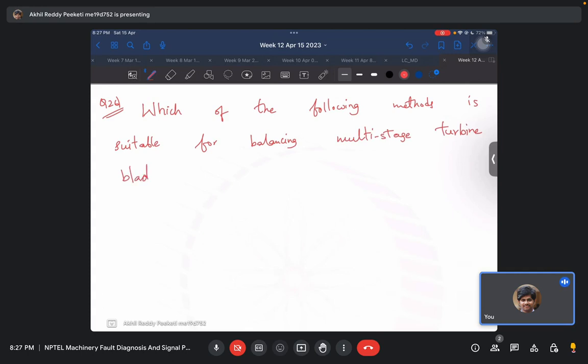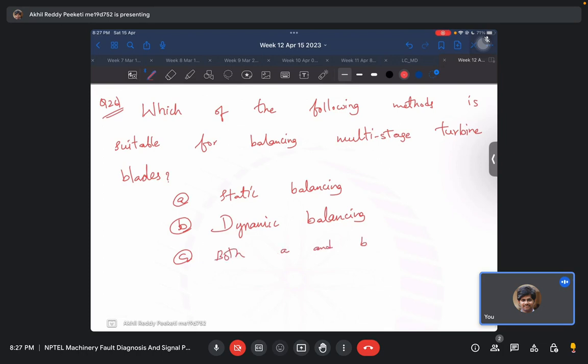Which of the following methods is suitable for balancing multi-stage turbine blades? A. Static balancing. B. Dynamic balancing. C. Both, or none. So which of the following methods is suitable for balancing multi-stage turbine blades?